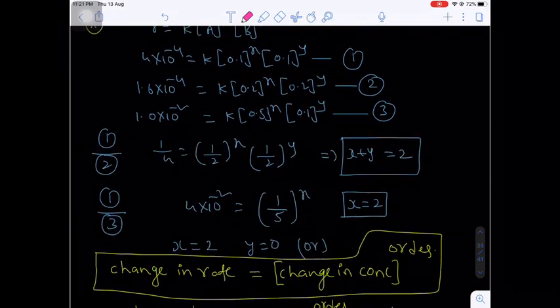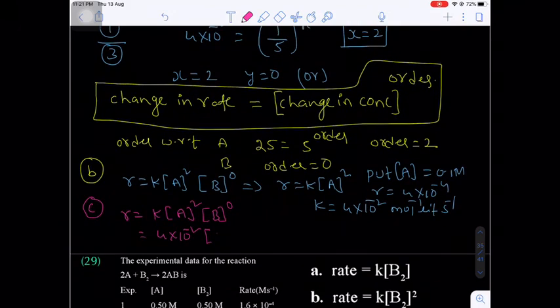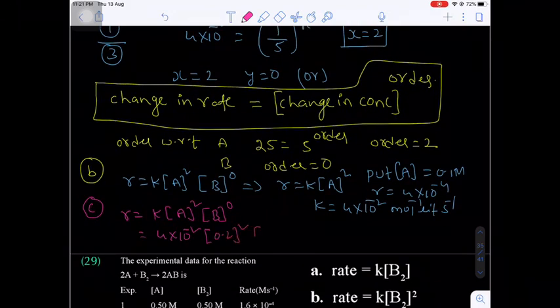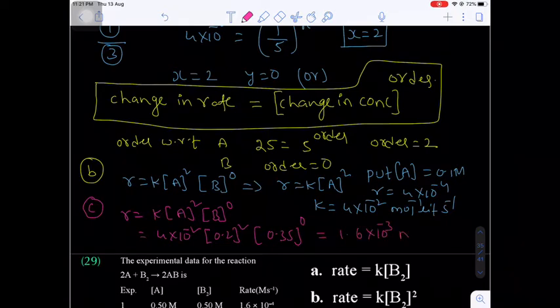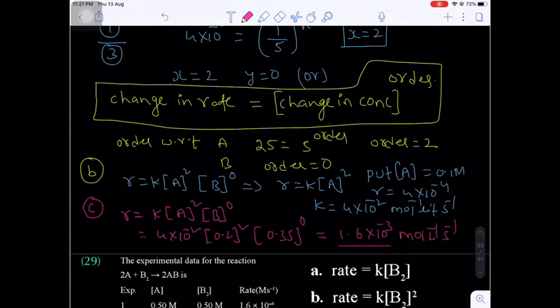What will be the concentration of A given in the question? 0.2 molar. So I am replacing A with 0.2, whole square. What is the concentration of B? 0.35. But the order with respect to B is 0, so changing the concentration of B has no effect on the rate of the reaction. Finally, the R value you will get is 1.6 into 10 raised to minus 3 moles per liter per second. Are you getting my point?